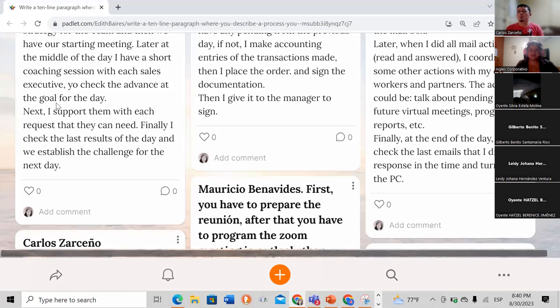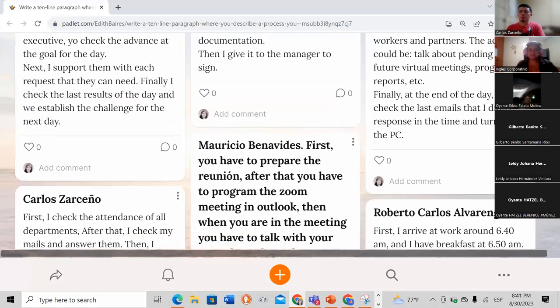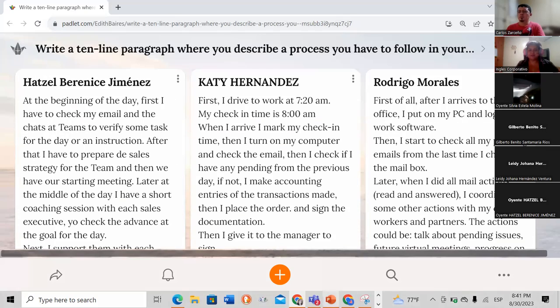Here, spelling, autocorrect. Here a comma is not necessary because it's to check the advance. To check the goals in advance. It will sound better: to check the goal for the day in advance. Next, I support them with each request that they may need. Finally, comma, I check my last results of the day and we set the challenge for the next day, or we planned the challenge. Okay. Very good. I like it. Good job, guys.